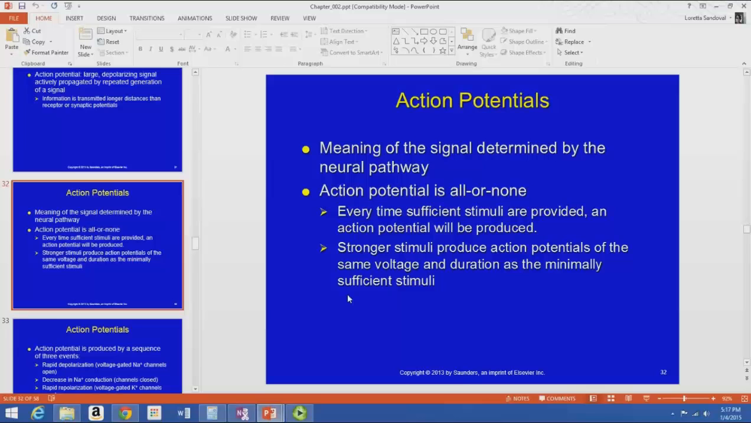It's just interpreted. There might be more. The stimulus might last longer with a big loud crash, or might generate more action potentials than with a small tiny noise. But you get the same voltage and the same duration as a minimally sufficient stimulus. So kind of interesting.